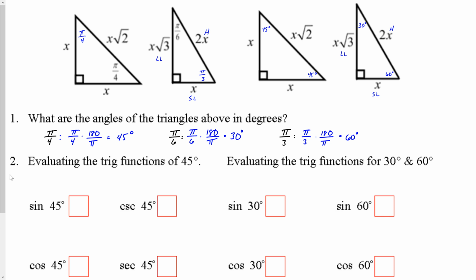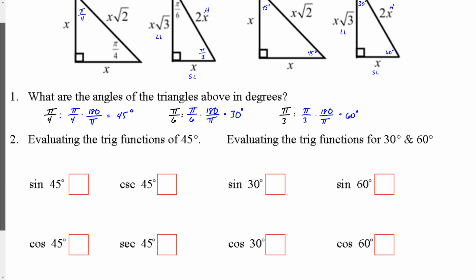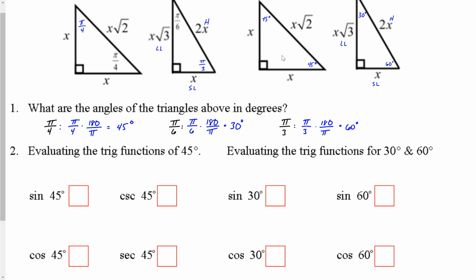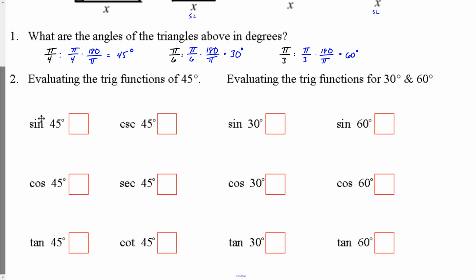So now using those special right triangles, we want to first evaluate all of these trig functions for 45 degrees. So we're going to use this third triangle here, the 45, 45, 90 special right triangle. So if we are going to evaluate the sine of 45, opposite over hypotenuse, we start out with x over x square root of 2. Then we have to rationalize that, and we would reduce out the x's. So sine of 45 is square root of 2 over 2.